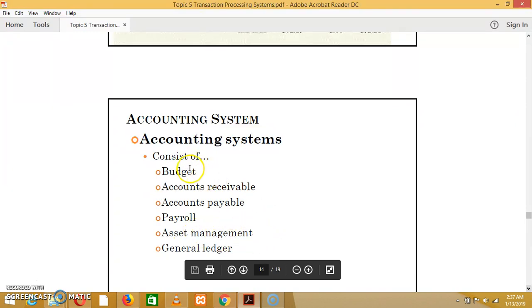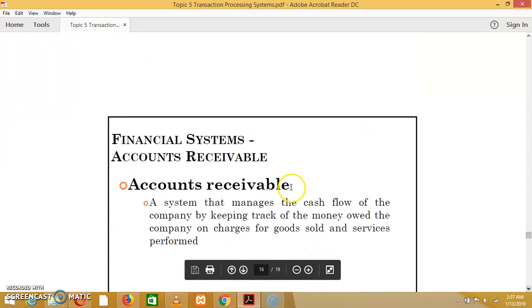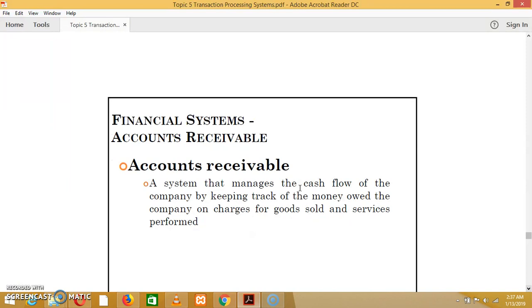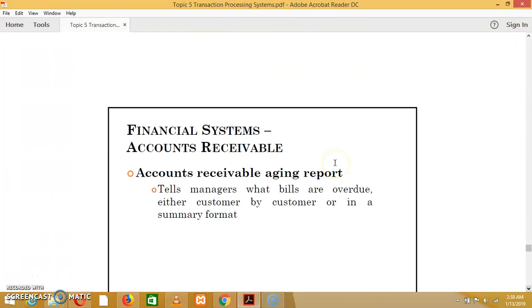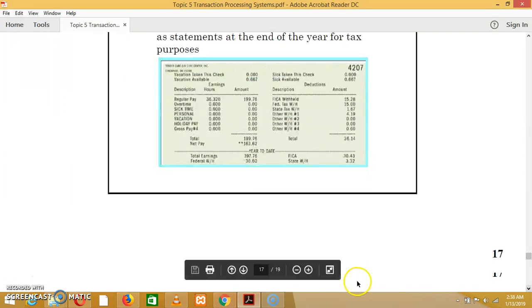So when we're talking about the budget system, this system will show us the capital that is available. And we also have account receivable, which manages the cash flow of the company by keeping track of the money that the company gets or receives. It's easy like that. Account receivable also has an aging report, and payroll handles staff and the end-of-year statements.